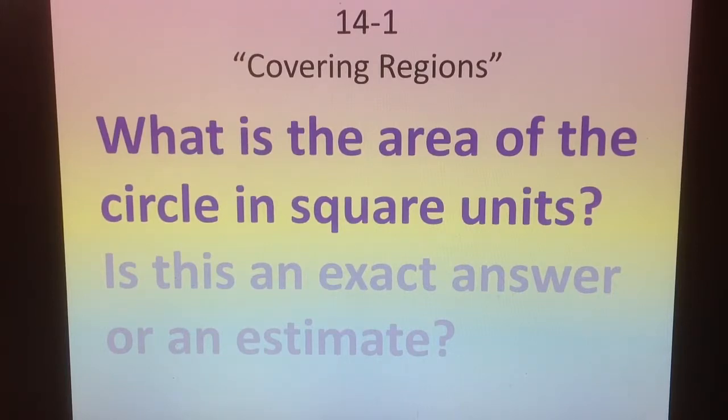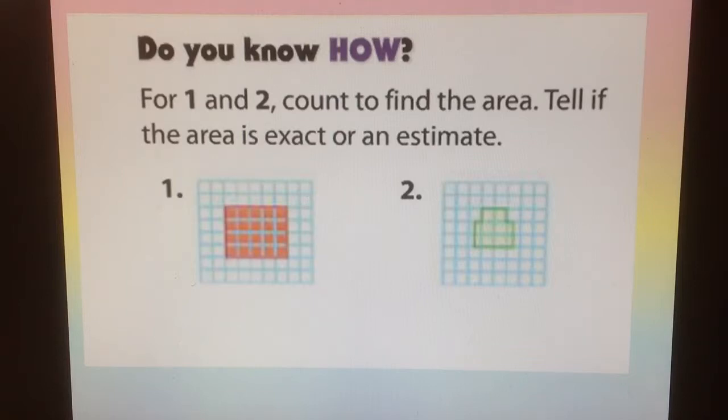So if we have the answer exact, it's because we have the squares exactly on the lines. If we have something curved or something that's not exactly on the line, it's an estimate. Here's a couple more to practice with on your own. Pause the video if you need to count inside these boxes.